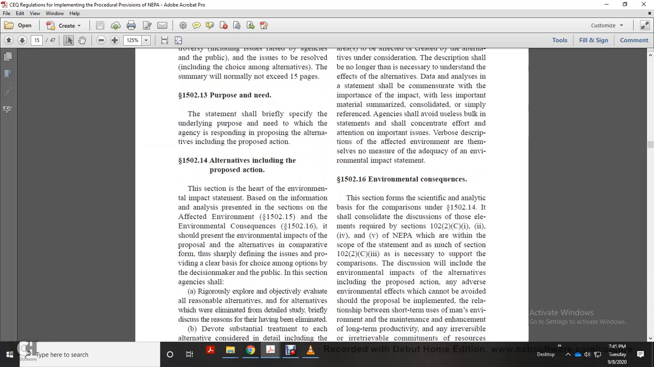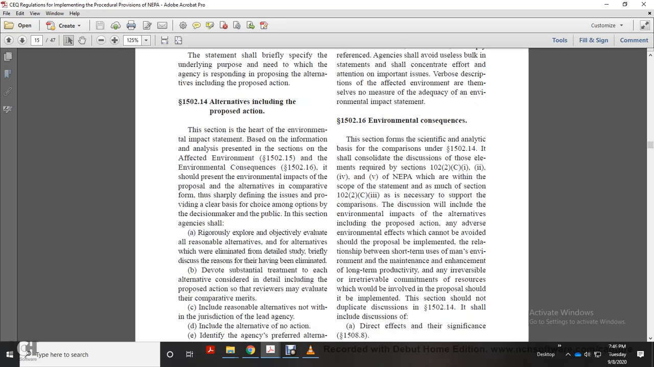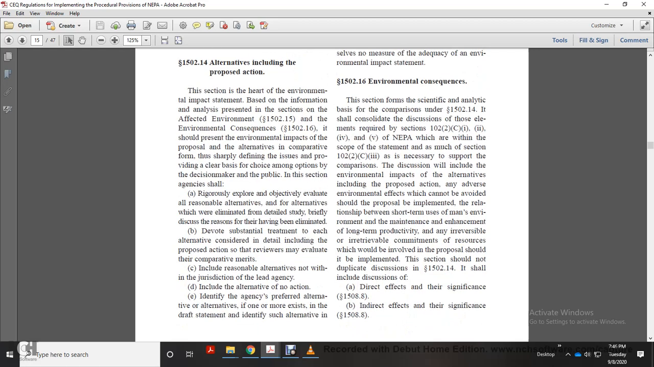1502.14, alternatives including the proposed action. This section is the heart of the environmental impact statement. Based on the information and analysis presented in the sections on the affected environment, 1502.15, and the environmental consequences, 1502.16, it should present the environmental impacts of the proposal and the alternatives in comparative form, sharply defining the issues and providing a clear basis for choice among options by the decision maker and the public. Agencies shall rigorously explore and objectively evaluate all reasonable alternatives, and for alternatives which were eliminated from detailed study, briefly discuss the reasons for their having been eliminated. Devote substantial treatment to each alternative considered in detail, including the proposed action, so that reviewers may evaluate their comparative merits.